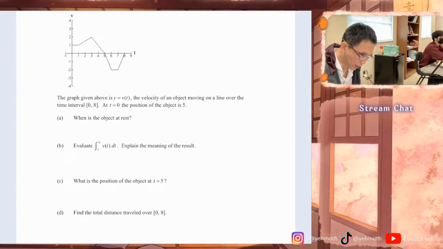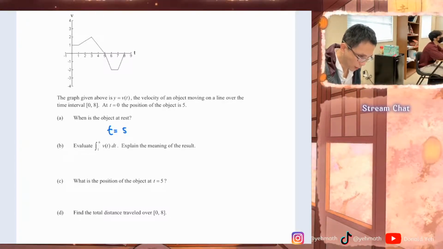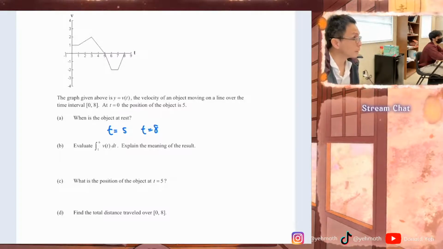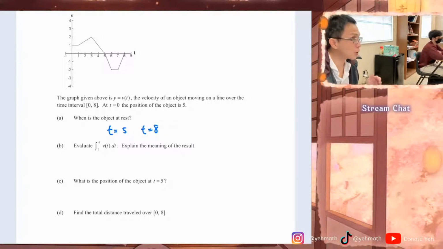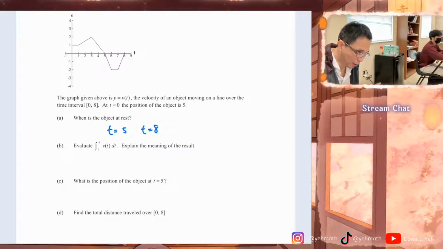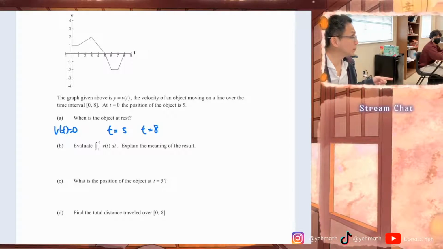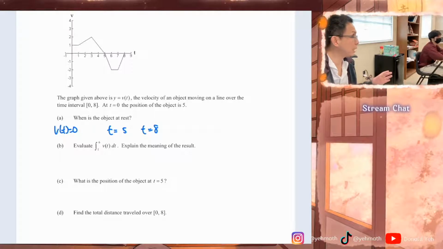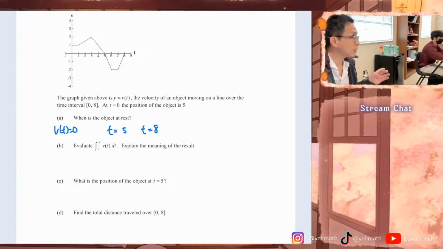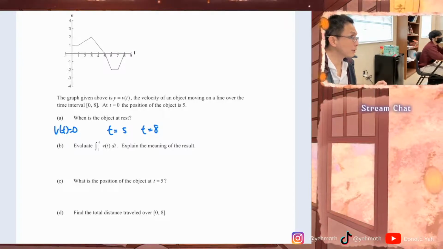The object is at rest when t equals 5 and t equals 8. Hopefully that's understandable, because that's when v of t is equal to 0, and you have to make sure the object is at rest. On the AP exam, please write down v of t equals 0, because they will give you 1 point for that. They might give you a point for 5 and 8. Even if you didn't write down v of t equals 0, please make a habit of writing down the crucial information. That just means the particle is at rest.